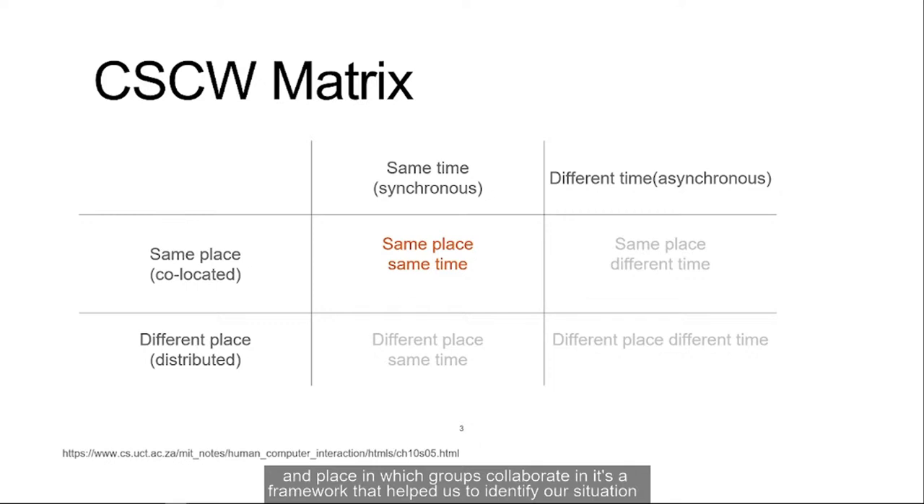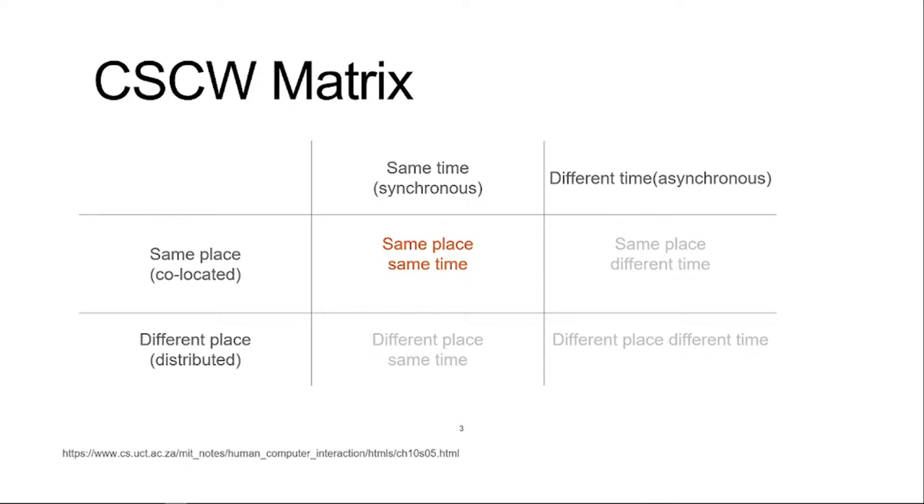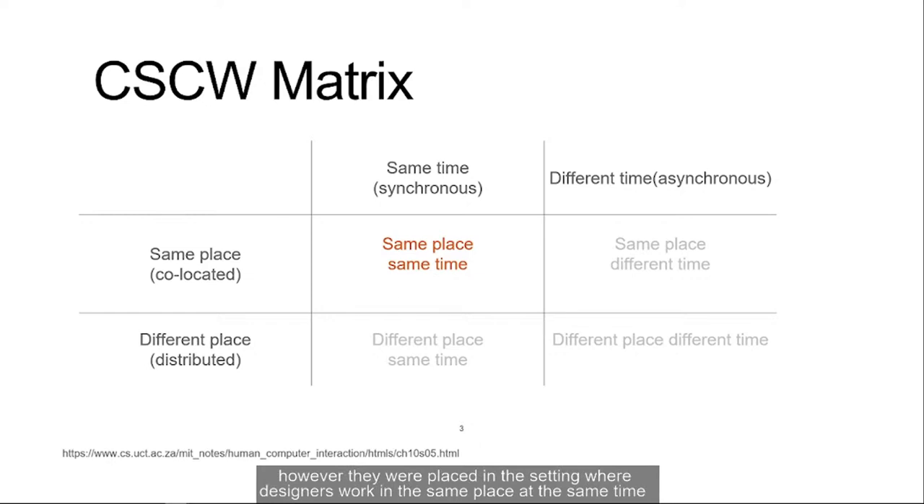As designers, we often collaborate by involving different stakeholders and people with different skills to generate ideas and iterate on our designs. Sometimes we work independently, but part of our process always involves doing some things in the same place at the same time, like design sessions in a lab or a studio. We found plenty of literature that discusses design process that echoes the kinds of strategies we typically use, like sketching and paper prototyping. However, they were placed in the setting where designers work in the same place at the same time, which is referred to as a synchronous co-located setting. This is highlighted in orange.